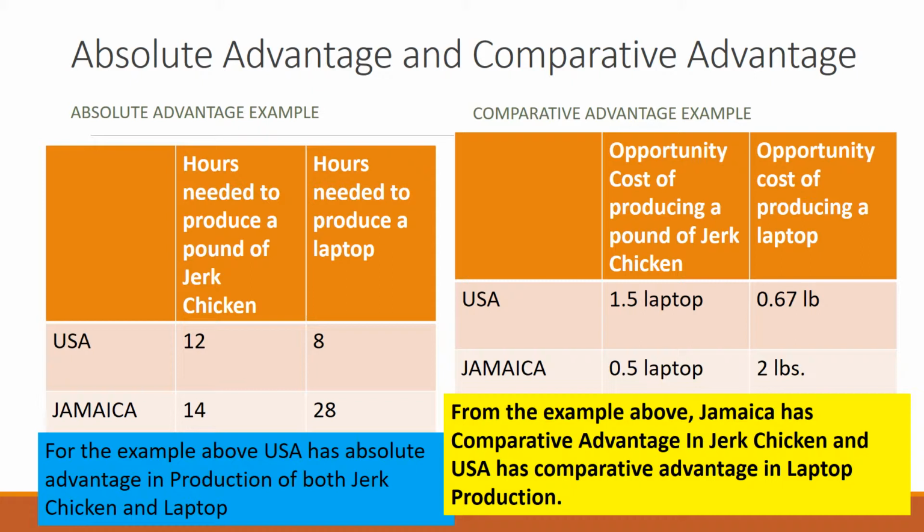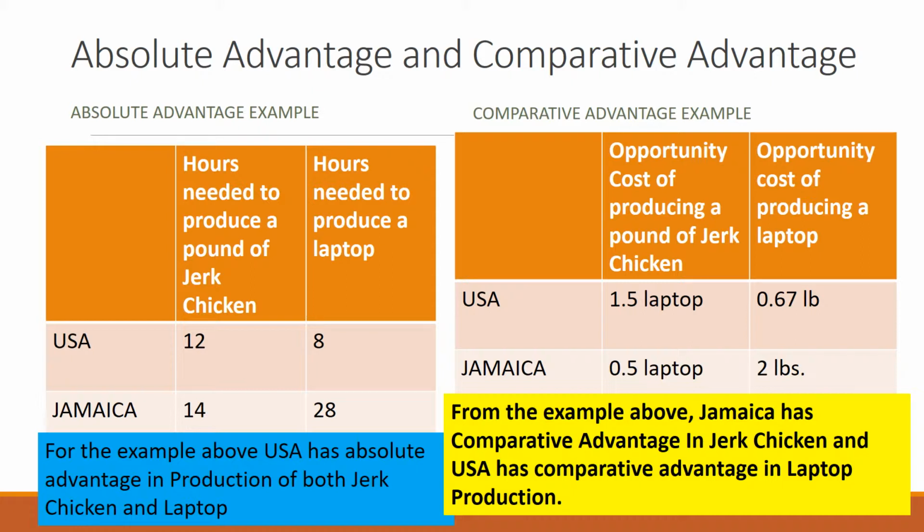Now let's explain the right hand side table, which is showing an example of the comparative advantage concept. The concept of comparative advantage refers to a situation where the country that can produce a product with the least amount of opportunity cost will have comparative advantage in production of that product. So let's give an example to make it further clear.